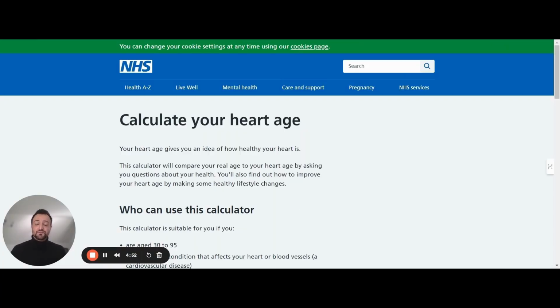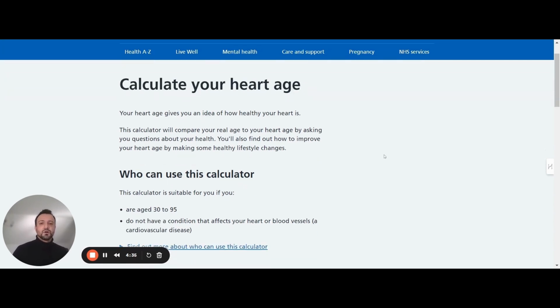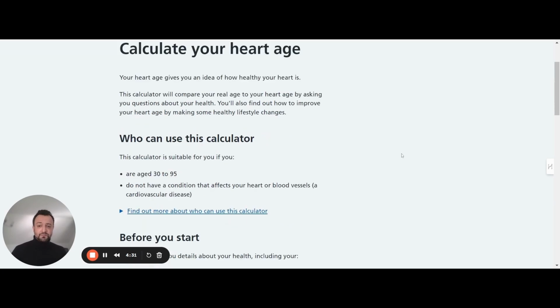Today, I thought it would be good fun to walk through a calculator that's online, provided by the NHS in the UK, which gives you a good idea of what your heart age is like. So this is a proxy marker. It's a proxy function for health, and more specifically the health of your cardiovascular system. So with this tool, feel free to have a look.